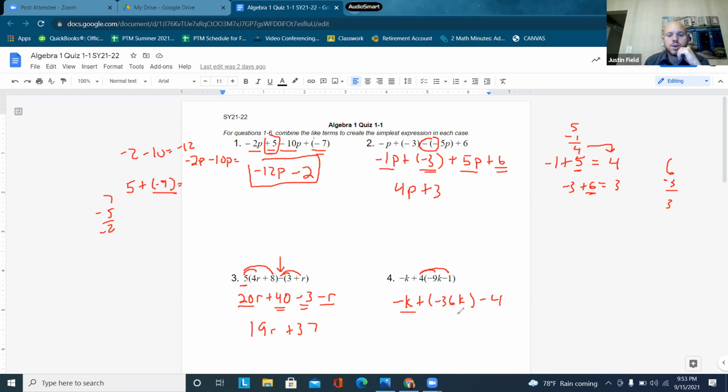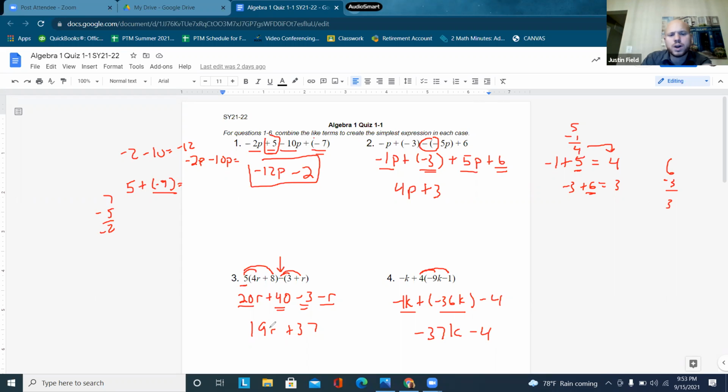All right, so now we only have the variables. So it's negative 1k, right? Negative 1k minus 36k. That's going to be negative 37k minus 4. All right, so don't forget your variables.